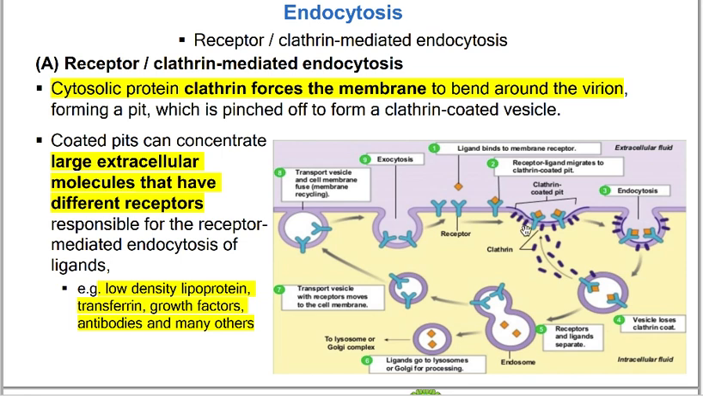And here the fifth step, the receptors and ligands are separated and receptors are recycled to the cell membrane again to trap other viral particles, and the rest of the part is called late endosome. This late endosome will fuse with the lysosome or Golgi complex for degradation. These are the steps of receptor or clathrin mediated endocytosis. So if you are asked to draw clathrin mediated endocytosis, you have to draw the figure with the steps indicated here. Clear?